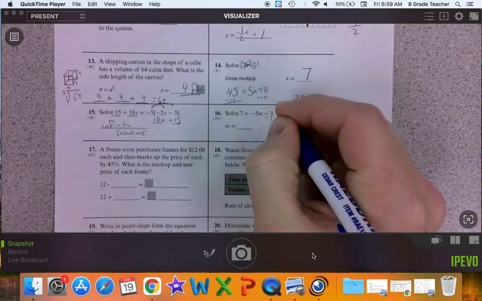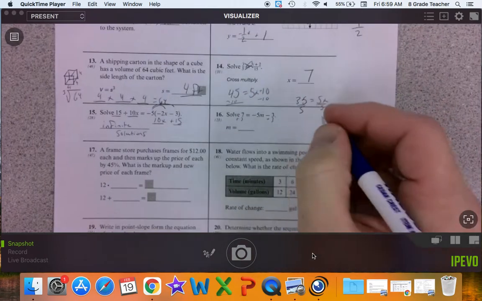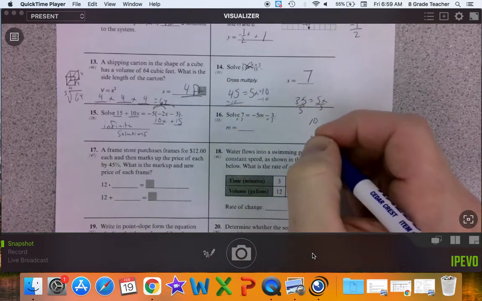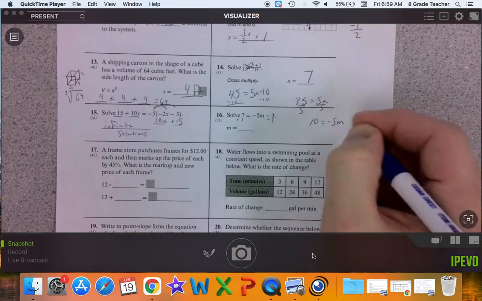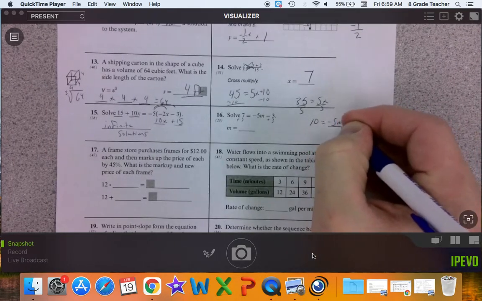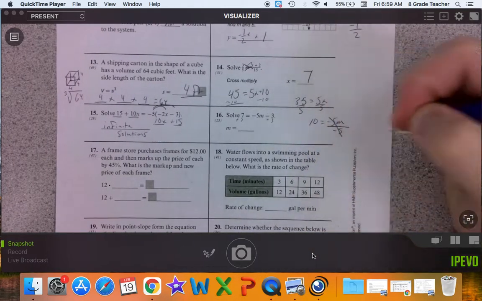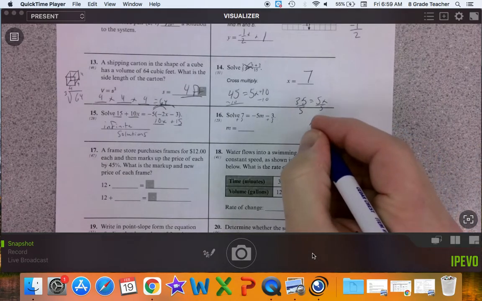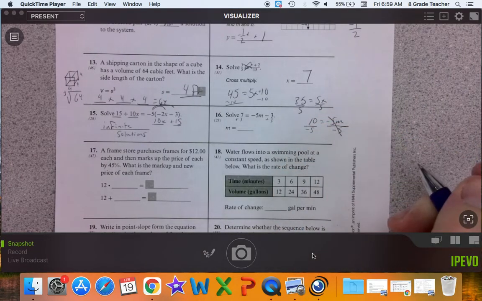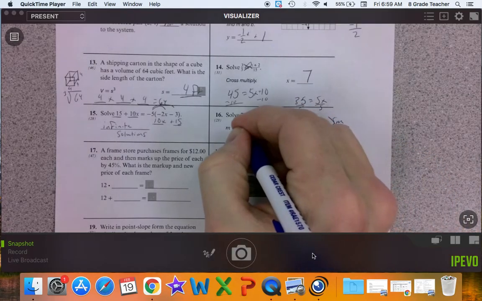I would add 3 to this side, I would add 3 to this side, and I would get a new expression that looks like this. 7 plus 3 is 10 equals negative 5m. To get m by itself, I would do the opposite. This is a multiplication, so I'm going to divide by negative 5. That would cancel. If I do something on one side, I have to do it to the other side. Divide by negative 5. 10 divided by negative 5 is going to give me negative 2.